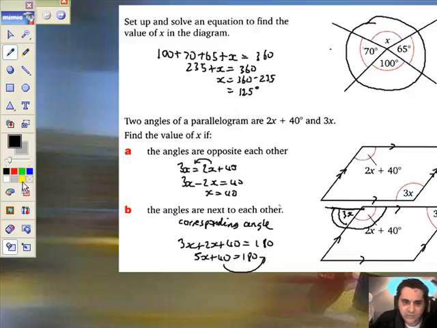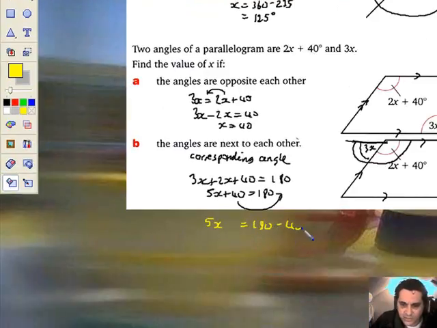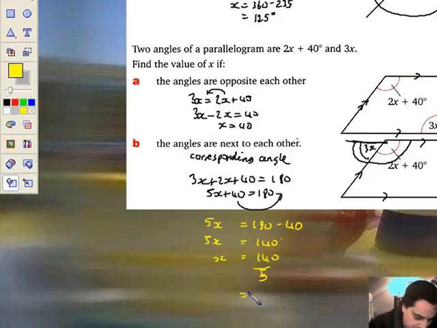Subtracting the 40, we've got 5x equals 180 take away the 40, so 5x comes to 140 degrees. So x is going to be 140 all over 5, which comes to 28 degrees. So x is 28 degrees in that situation, but 40 degrees in that situation. And that's question 2 and 3 done.